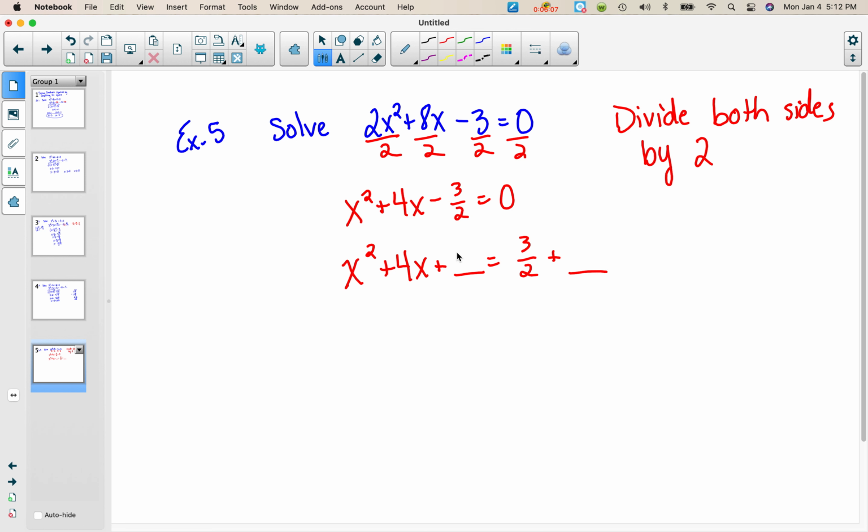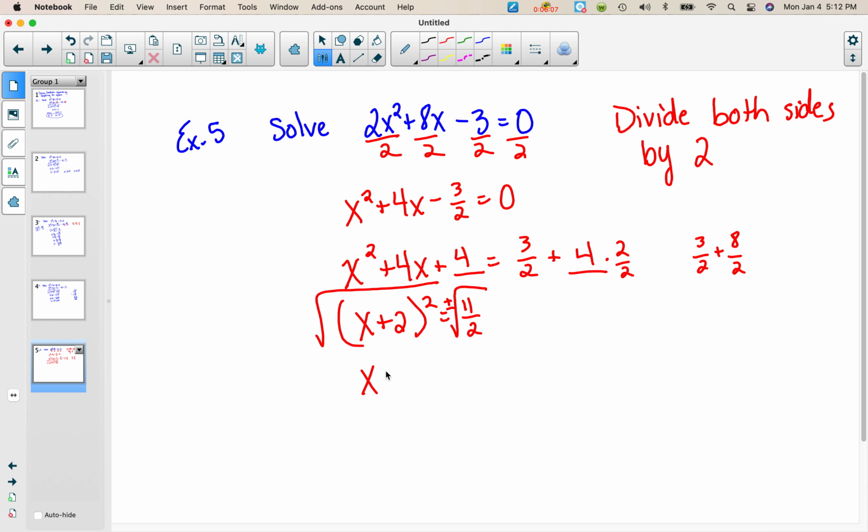Half of 4 is 2. Square it, you get 4. So we have x plus 2 quantity squared. I'm going to find a common denominator here. So when I do that, I get 3/2 plus 8/2. So we get 11/2. Okay, I didn't make this one very nice. So when we square root both sides, we're going to have x plus 2 equals plus or minus the square root of 11/2. And we're going to write that as negative 2 plus or minus the square root of 11/2.